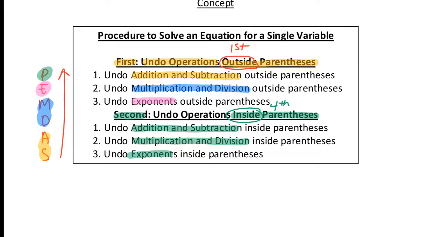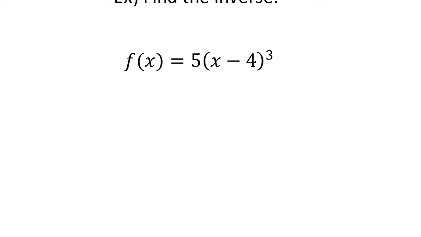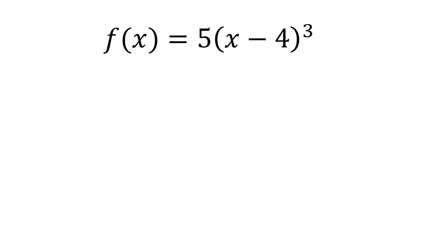All right, so let's look at our first example. Can I have you guys copy this? Go ahead and copy this. We have f of x equals 5 parentheses x minus 4 to the third.